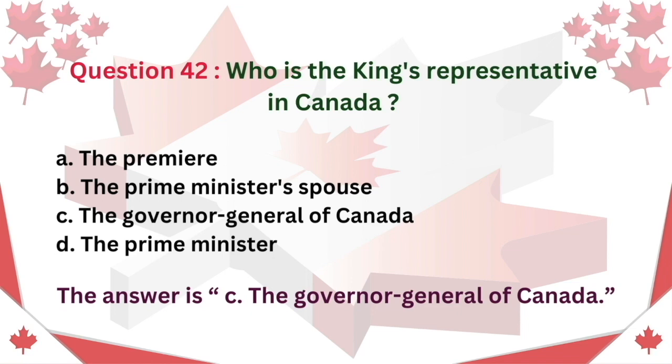Question 42. Who is the King's representative in Canada? A. The Premier. B. The Prime Minister's spouse. C. The Governor-General of Canada. D. The Prime Minister. The answer is C. The Governor-General of Canada.